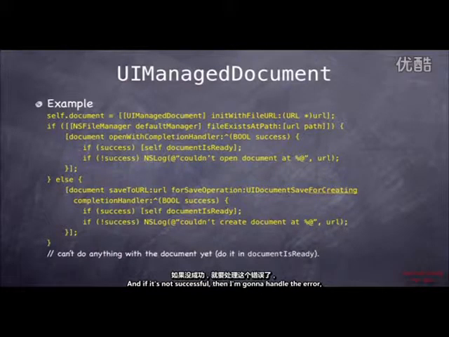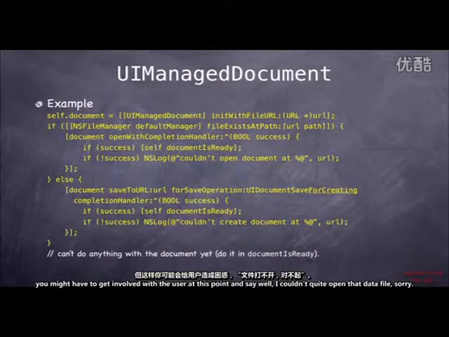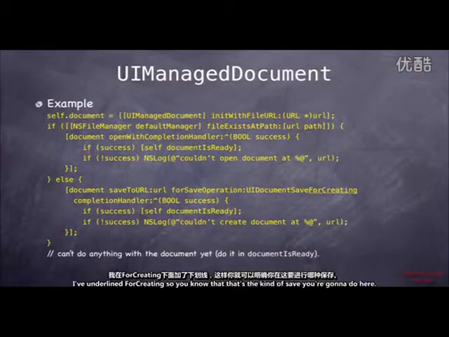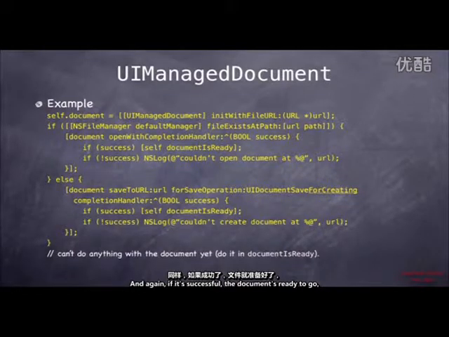And if it's not successful, then I'm going to handle the error, depending on how bad the error is that this thing couldn't be opened. In this case, I'm just logging it, but you know, you might have to involve the user at this point and say, well, I couldn't quite open that data file. Sorry. Otherwise, if the file does not exist, then you're just going to do almost the same thing. Save to URL for save operation, UIDocumentSaveForCreating. I've underlined for creating so you know that that's the kind of save you're going to do here. And again, if it's successful, the document's ready to go. We'll call documentIsReady and get started. If it's not, we'll log or handle the error.